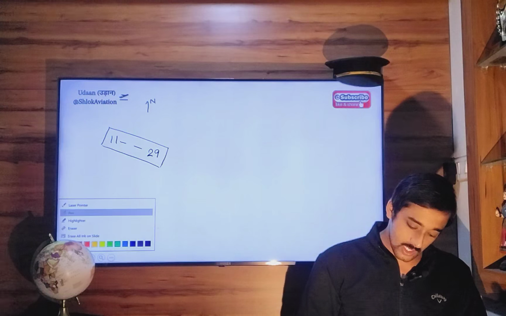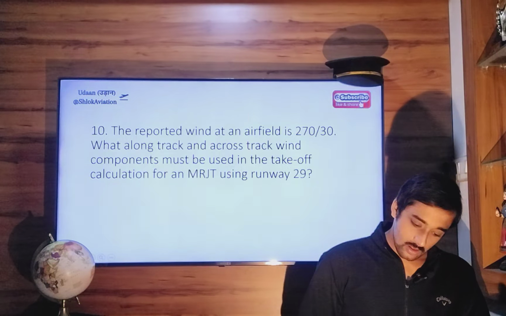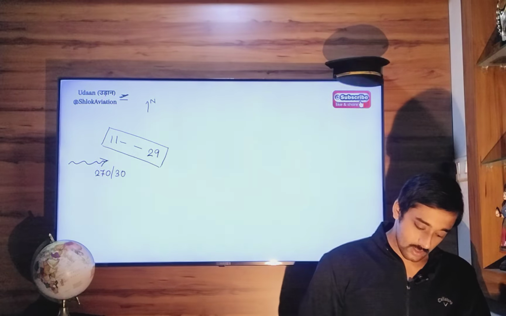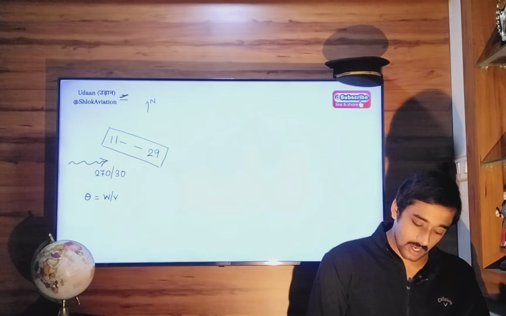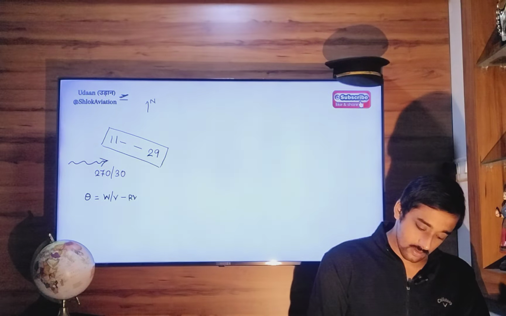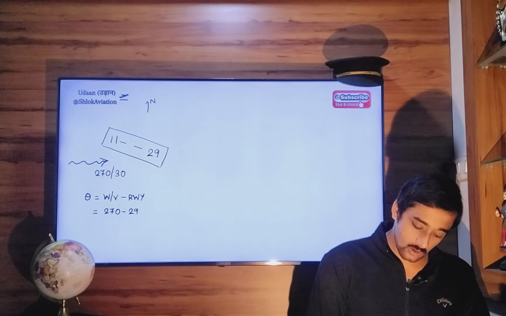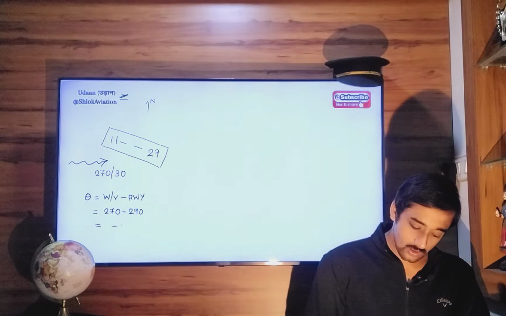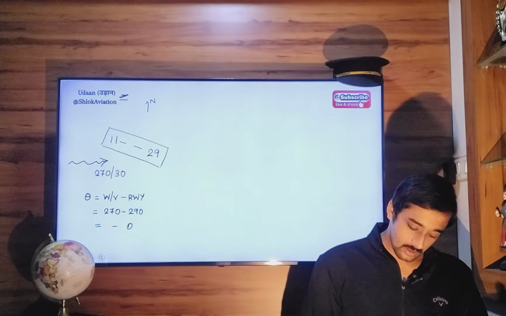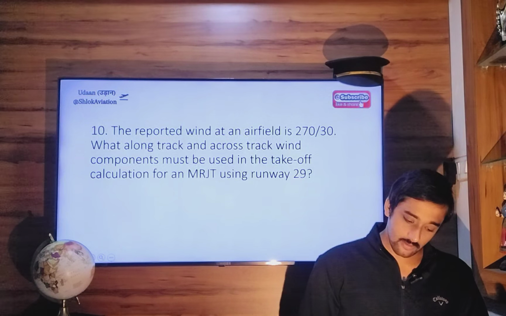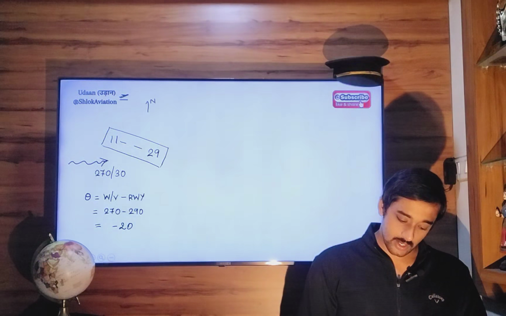Winds are coming from 270 at 30 knots. So theta is wind velocity minus runway. So wind direction is 270, runway is 290. So that is equal to minus 20. Minus 20. Correction, the value of theta is minus 20.